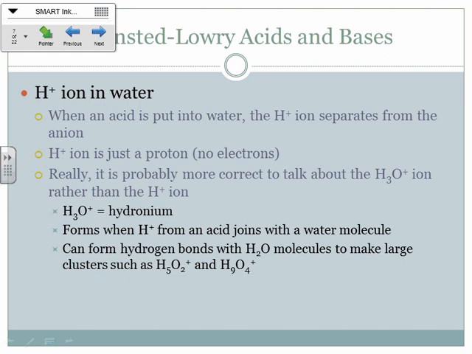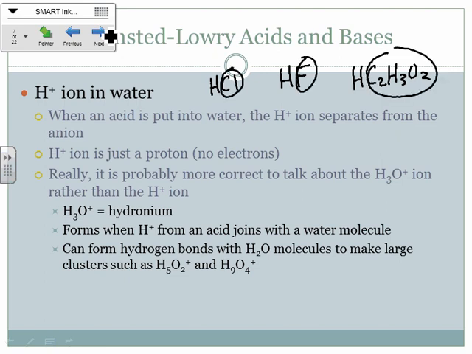But the H plus ion in water, when we put an acid into water, the H plus is going to separate from the anion in the acid. And that could be any number of things. It could be HCl, could be HF, hydrofluoric acid. It could be acetic acid, C2H3O2. Whatever it is, you've got the anions here, and then you've got the hydrogen. And so when you put these into water, the H plus is going to dissociate or separate from the anion.